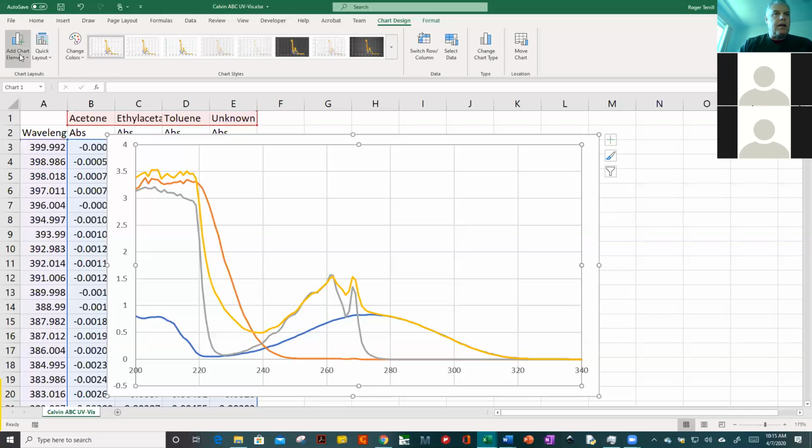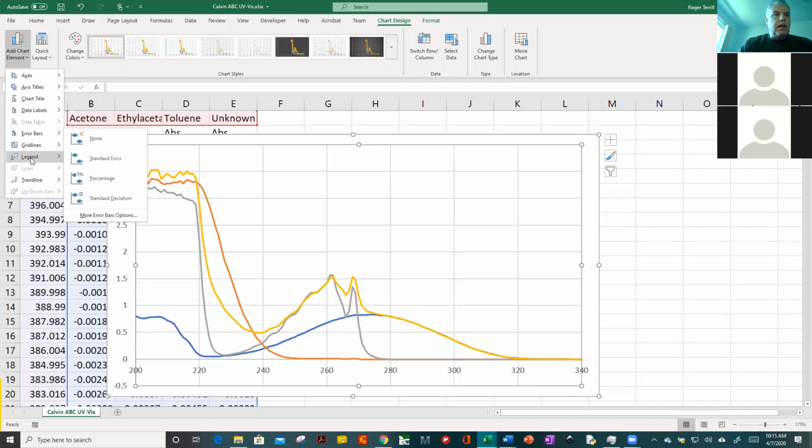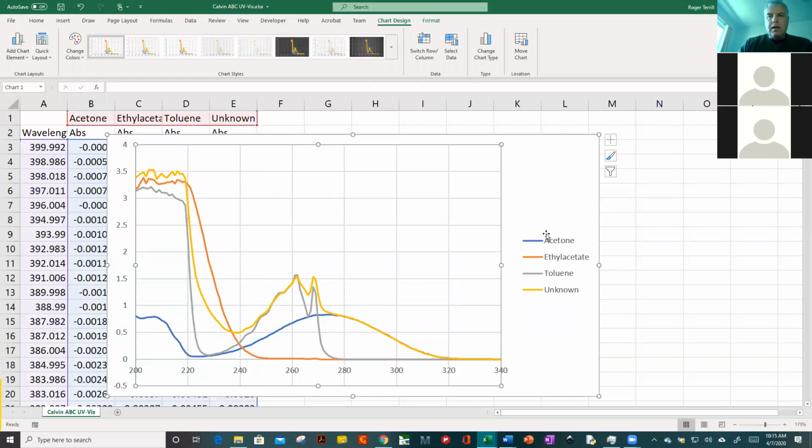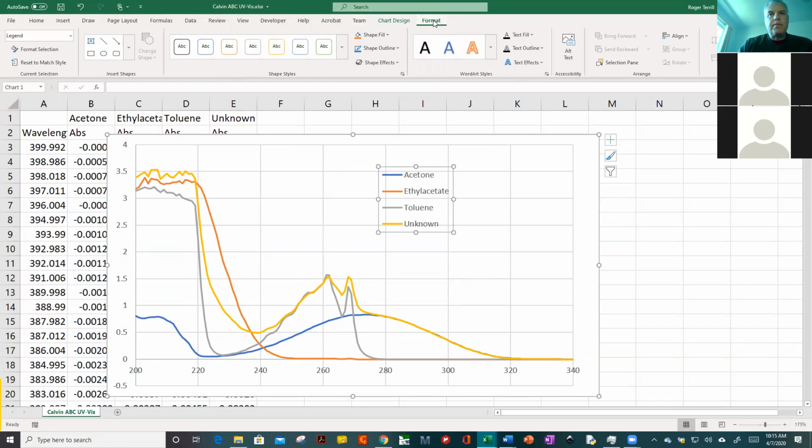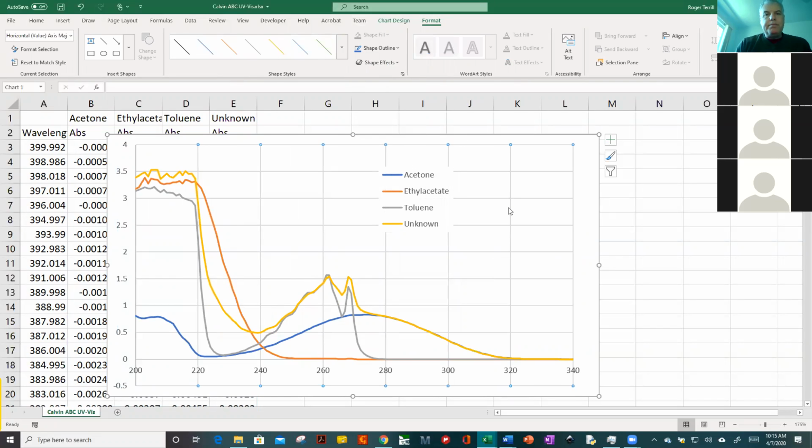So let me add a legend to this guy so we can see what's what here. Just put it up here and make that bigger. So can anybody by inspection tell me what the acetone concentration is in the unknown relative to the acetone concentration in the standard?